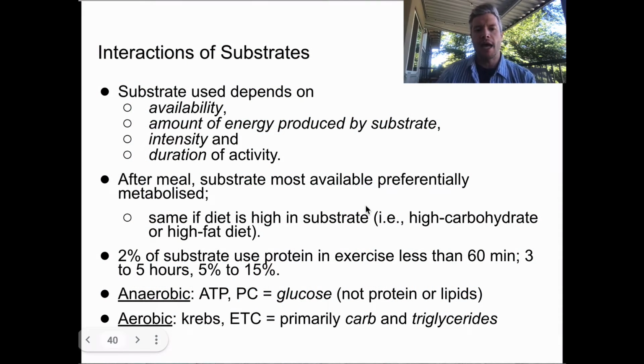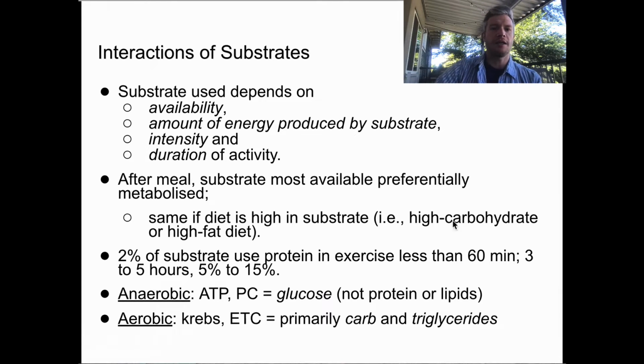What we'll look at here for the anaerobic and aerobic conditions again has to do with intensity and duration. With anaerobic activity, so we're talking about our ATP and PC energy systems, it's primarily glucose, which we've spoken about before. So no protein, no lipids are involved in creating energy for those energy systems. But when we talk about aerobics, so your Krebs and ETC, as we've mentioned previously, you'll primarily use carbs and triglycerides, and primarily free fatty acids for that.